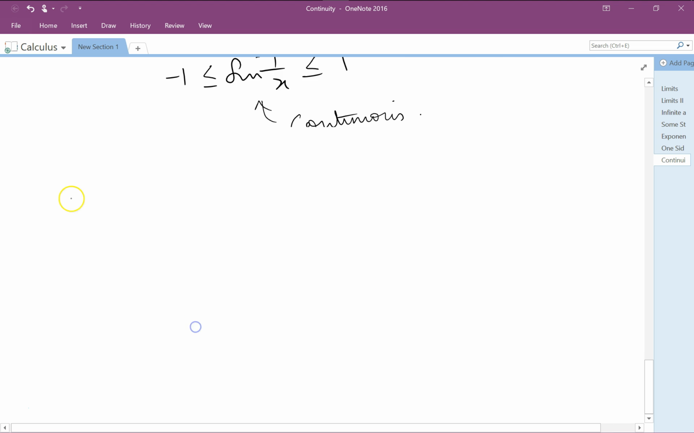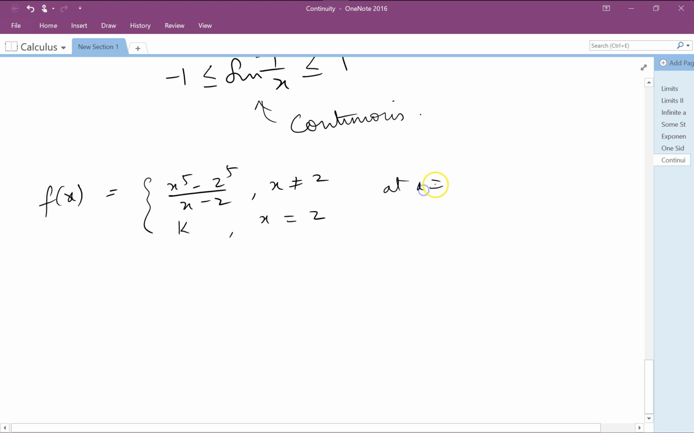Okay, let's look at one slightly different type. F of x equal to x to the power of 5 minus 2 to the power of 5 by x minus 2 if x is not equal to 2, and it is k if x equal to 2. Now, x equal to 2 is the point we are interested in. We have to find the value of k for which it will be continuous. How do we figure this out?